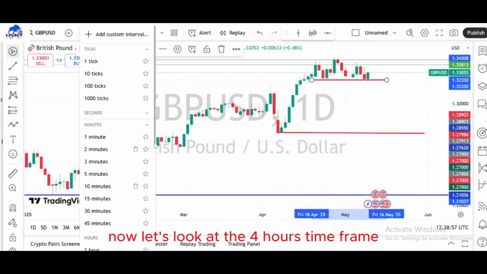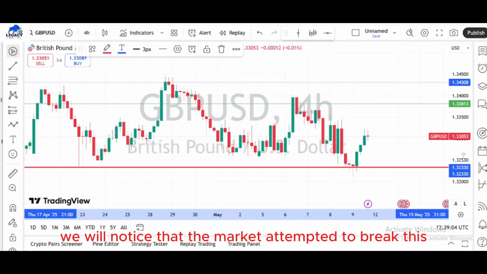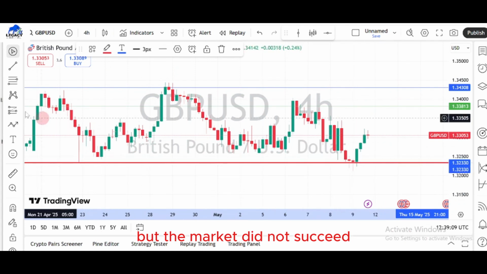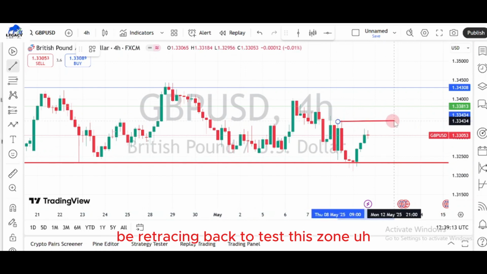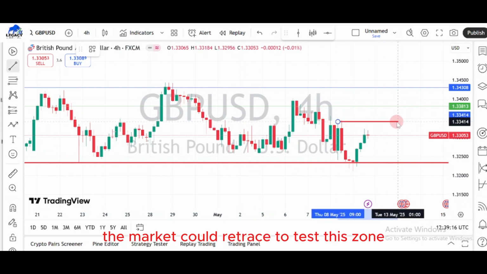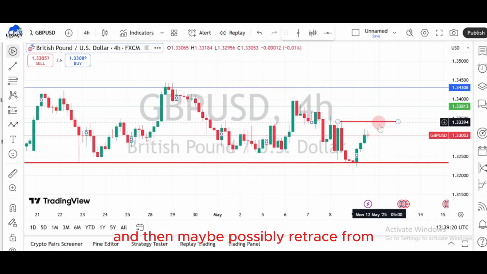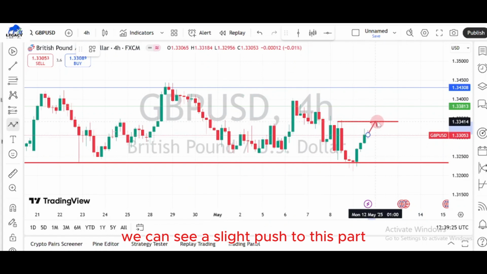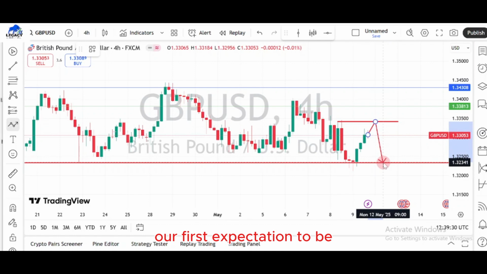Now let's look at the 4 hours time frame. With the 4 hours time frame, we will notice that the market attempted to break this, but the market did not succeed. So the market could possibly be retracing back to test this zone, and then maybe retrace from this zone. So by the time the market opens, we can see a slight push to this part and maybe a final drop.